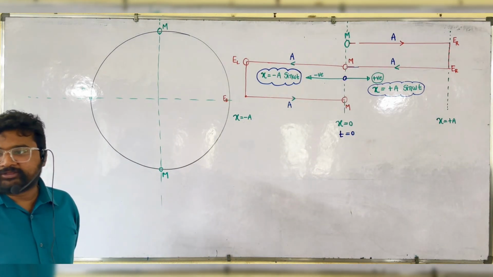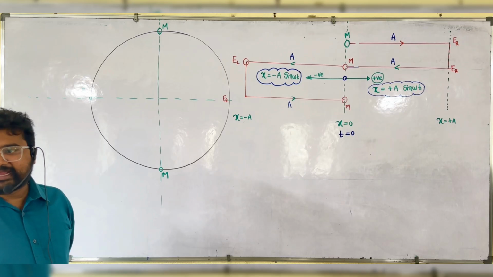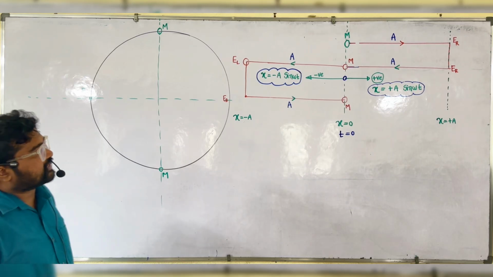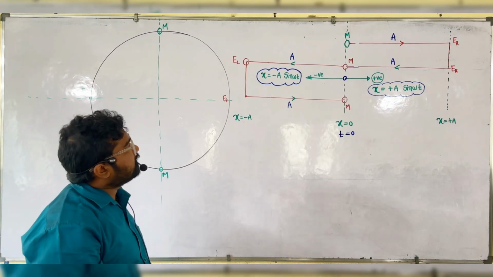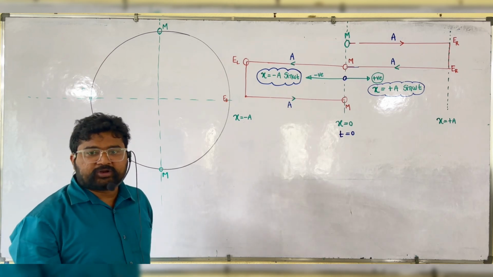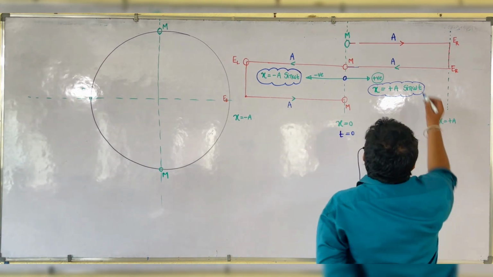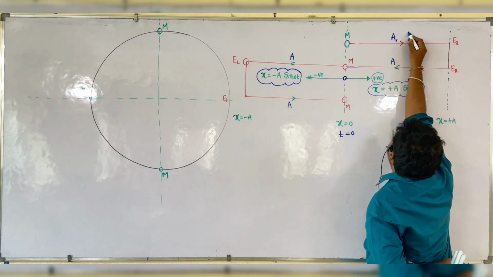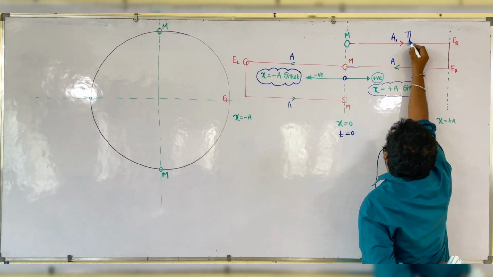Clear? అర్థమవుతుందా? Particle starts from mean position to extreme position. How many amplitudes can it complete? Total 4. So how much time will it take to cover 1/4 of the cycle?